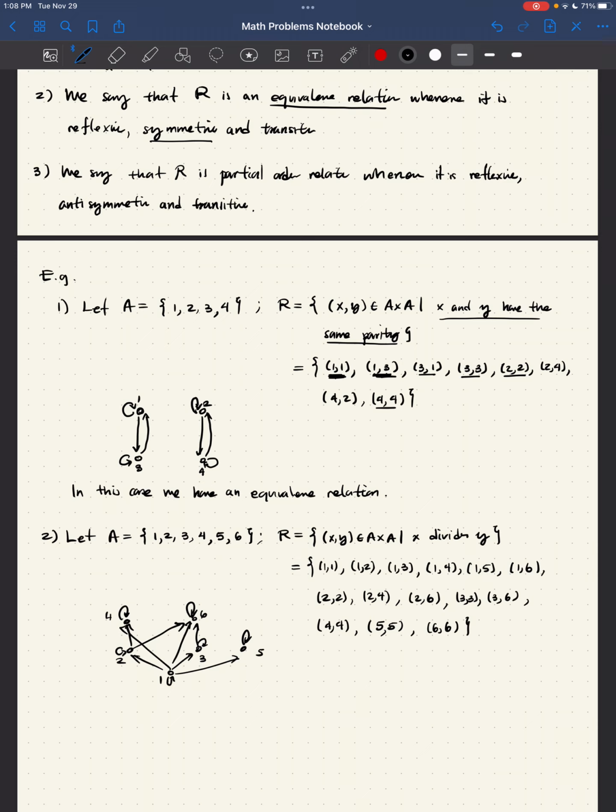Why? Because it's reflexive, right? We observe this element in the relation. It's transitive. Look, everything that I can complete in 2 steps can be completed in 1. And it is also antisymmetric. Look, whenever I observe an arrow between 2 different elements, I don't observe an arrow going in the opposite direction.